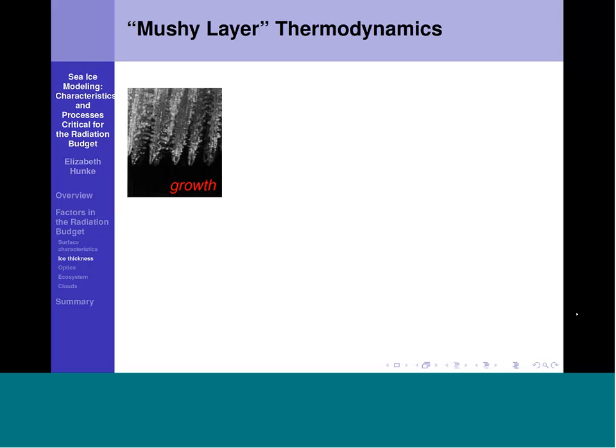The ice itself is quite heterogeneous. Starting at the bottom, ice crystals grow out of the seawater, and as they grow, the seawater or brine is captured among the crystals, and that alters the conductivity of the sea ice.